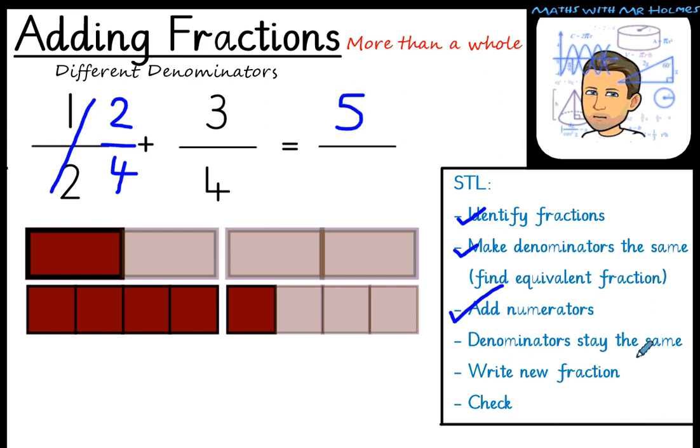Our denominators stay the same. That's the size of the piece. Quarters. 1, 2, 3, 4. 4 equal pieces in a whole chocolate bar. We then write our new fraction. We have 5/4. Now, it's more than a whole.